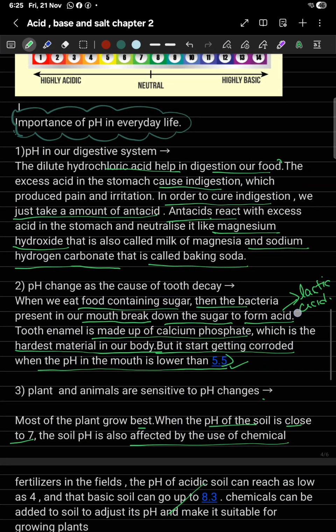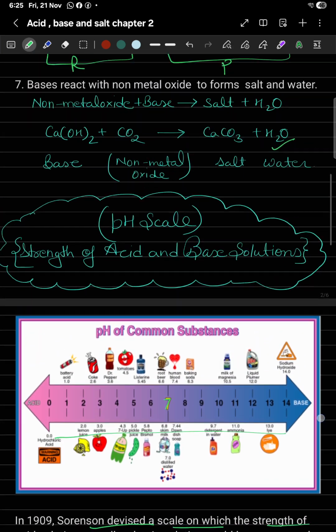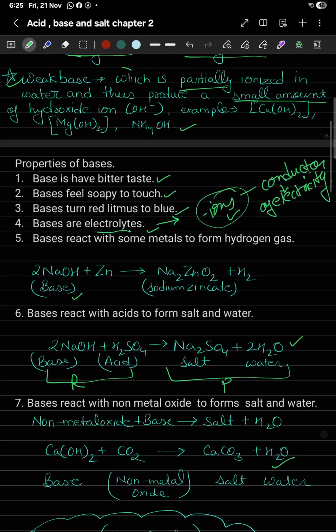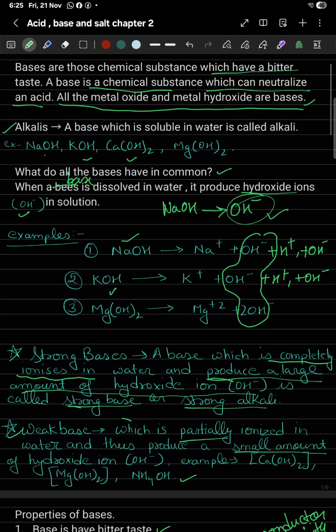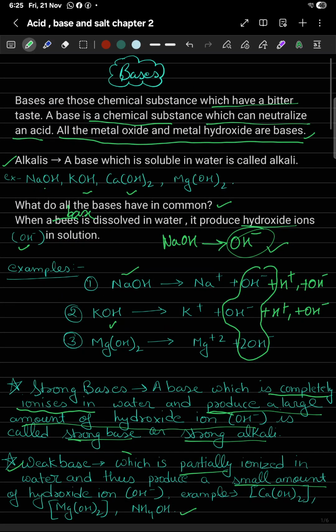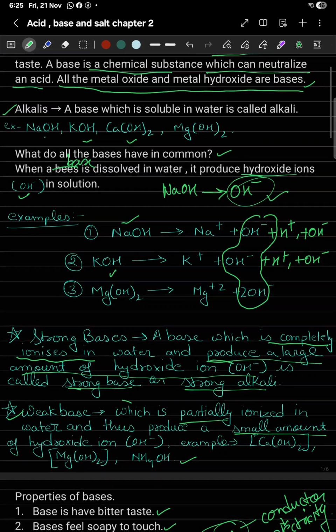Just remember this. So this is a short summary, you can say. Learn it properly because it is a very easy topic. You can learn it by practicing or memorizing with the help of notes.